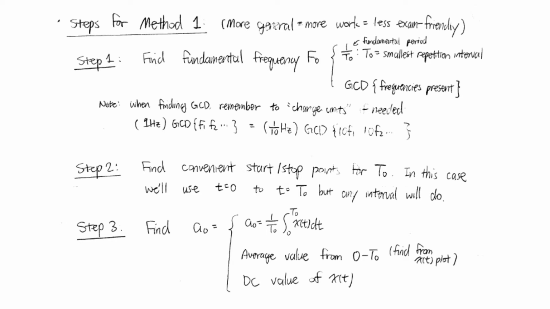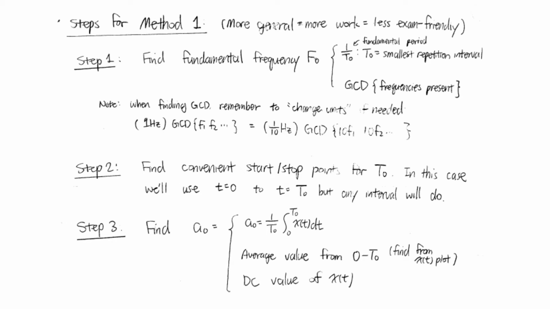So the first step, we're going to find the fundamental frequency, which is 1 over the fundamental period, and the period is something that we can find one of 2 ways. We can look at the plot and find the smallest repetition interval, or we can find the greatest common denominator for all the frequencies present. So you should be somewhat practiced in that by now.